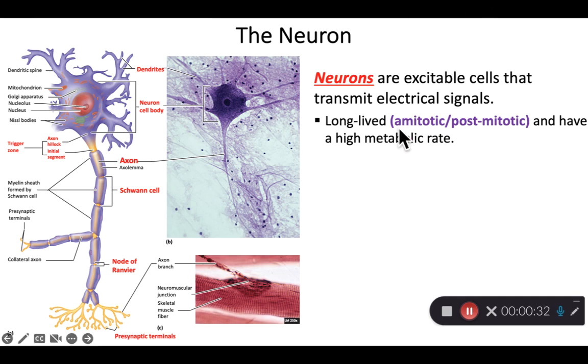So neurons are what we refer to as amitotic or postmitotic, meaning they're done undergoing mitosis. They can no longer divide. So basically, the neurons you have now are the neurons you're going to have the rest of your life. So you really want to protect and cherish your neurons.